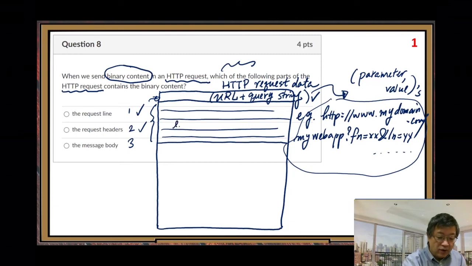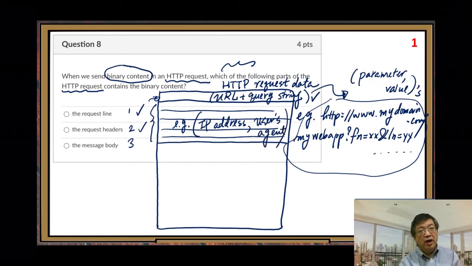What information do you place in the header lines? For example, the user's IP address is encoded in the header part. Another is the user agent information. What is that? Your operating system, the web browser type, version, that kind of information about the user's web browser, the client web browser information, and many other pieces. So that's the header part.